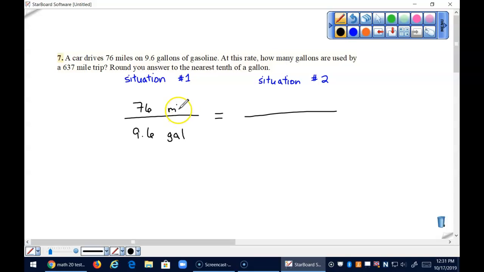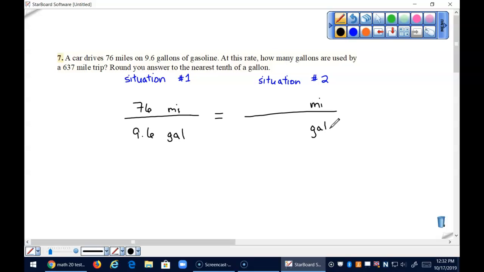And at this point, if I am wise and cautious, I'm going to stop reading the problem. I know that the words have to be matching. They have to be parallel. If it says miles on top on one side, it has to say miles on top on the other. If it says gallons on the bottom on one side, it has to say gallons on the bottom of the other to match. So I will just stop reading the word problem, finish making my setup, and then go back and keep reading.